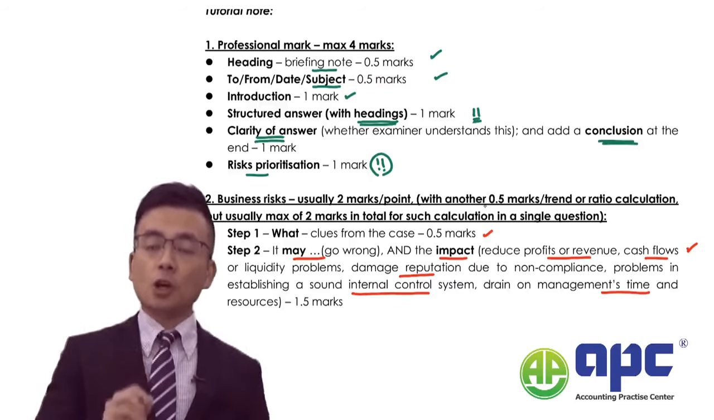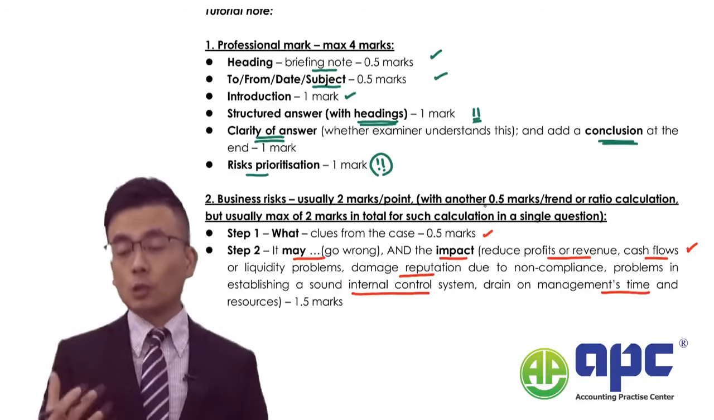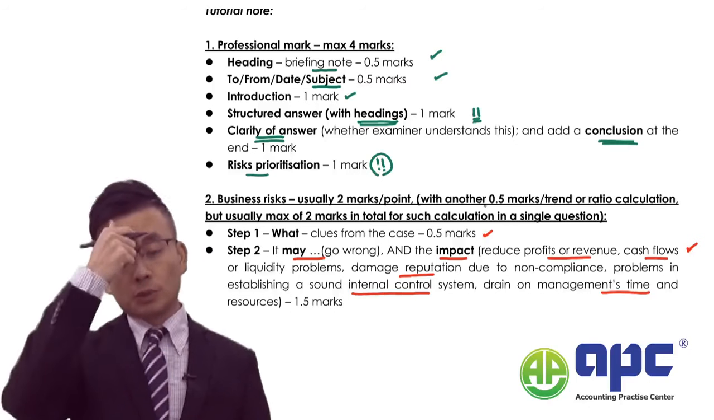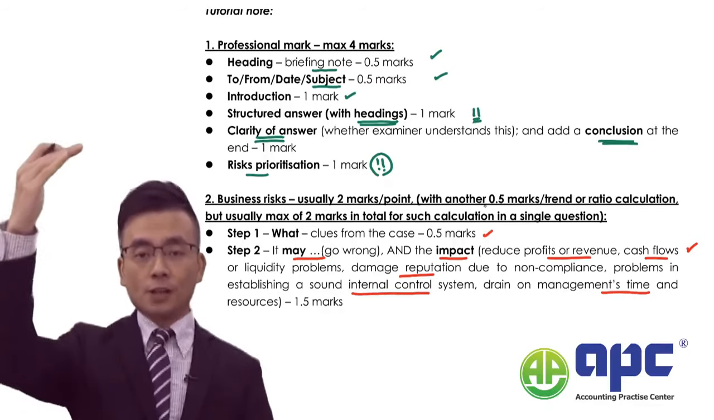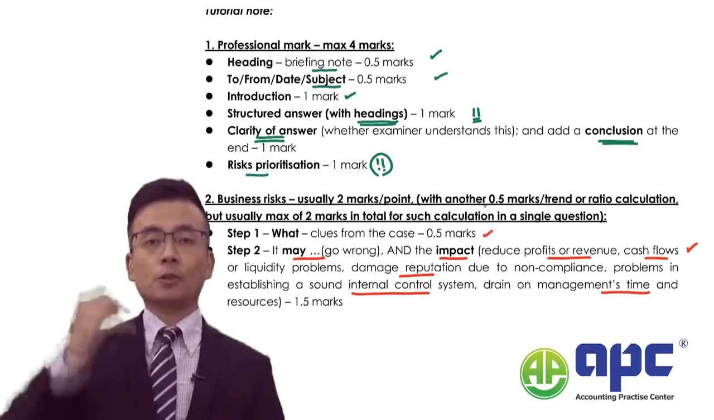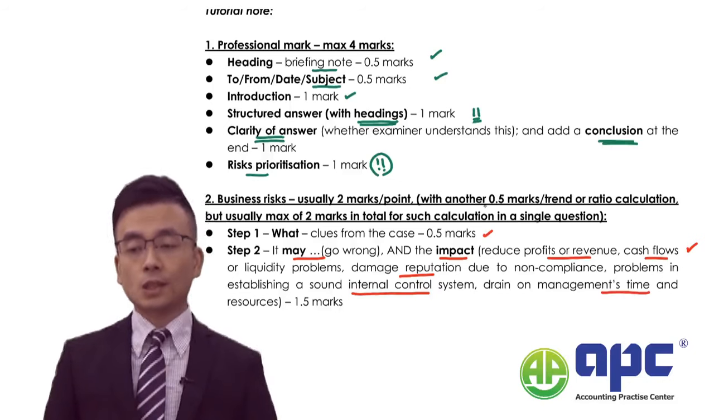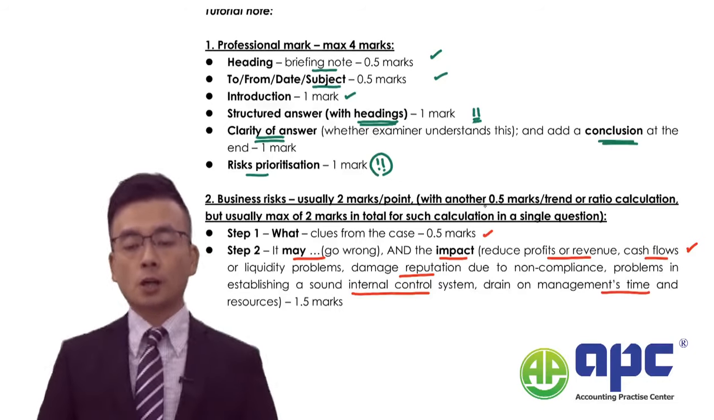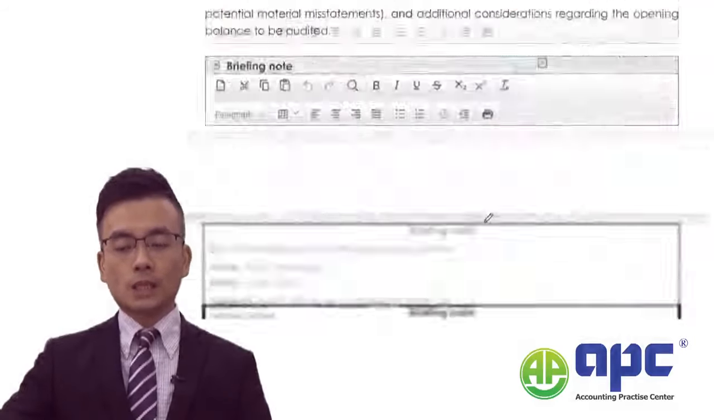But of course, if you're a brilliant student, when you have practiced lots and lots of past examination questions, you subsequently identify that these risks are important, and you put it first, before the second risk, and before the third risk, and so on. To prioritize the risks will award you with another 1 mark. That's how we score the professional marks.